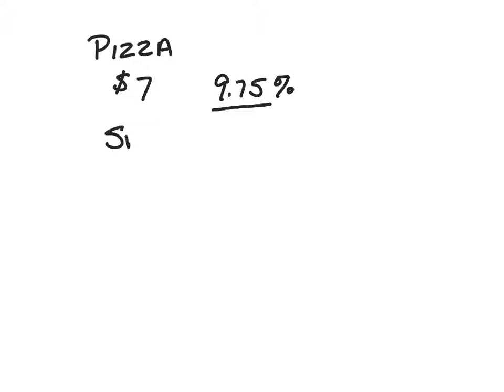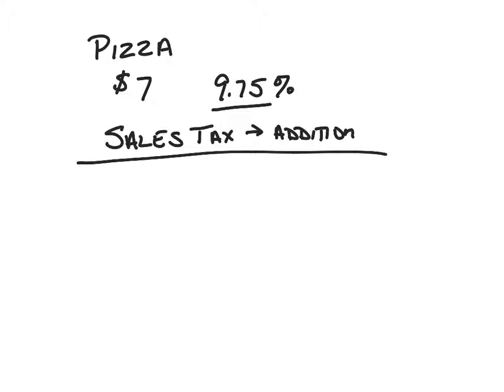Sales tax is never subtracted, ever. You don't go to a cash register and have sales tax subtracted. Sales tax is always an addition. In the notes for section 3, the way I explained it is, you start with 100%, which is your base price, and we have to add 9.75% to it. That makes a total of 109.75 as a percent.